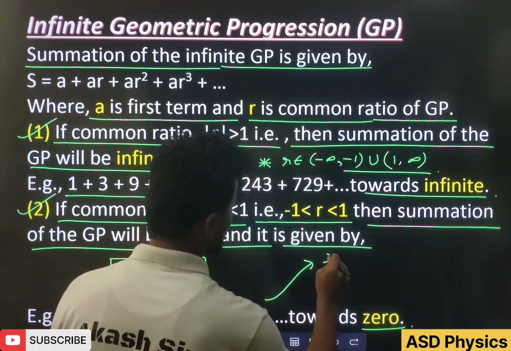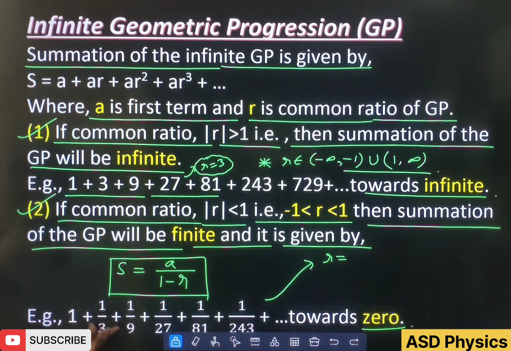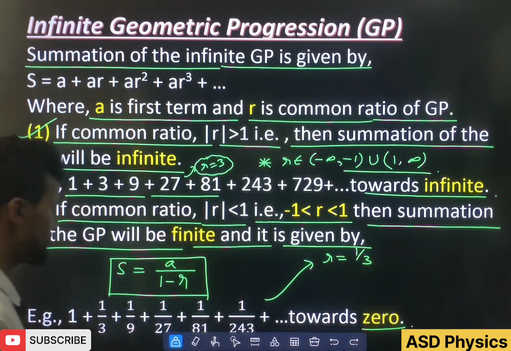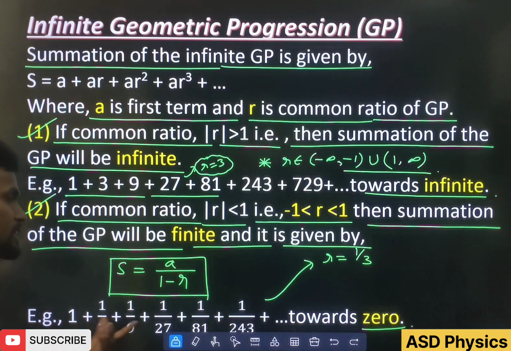Because in this GP, what is the value of R? Just think: second term by first term. So 1 by 3 by 1, what will come here? 1 by 3 only. Even you can check here also: 1 by 9 by 1 by 3, again 1 by 3.